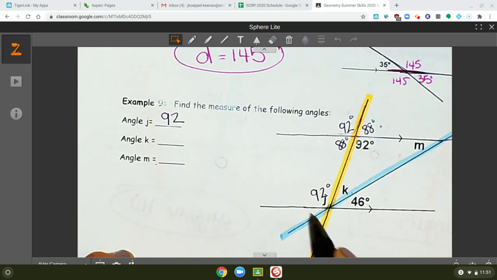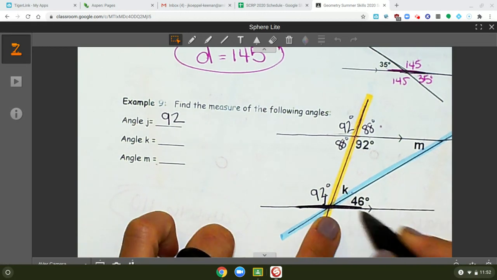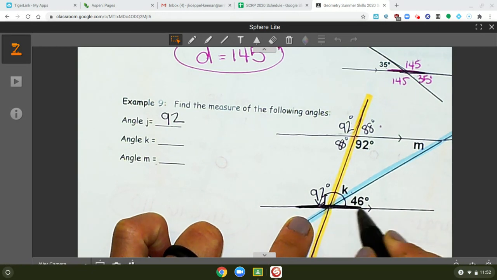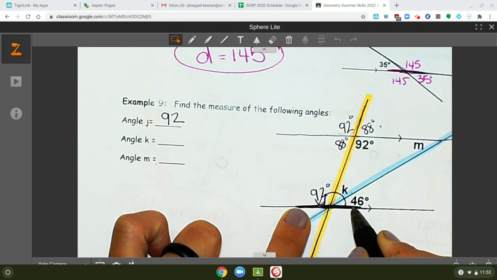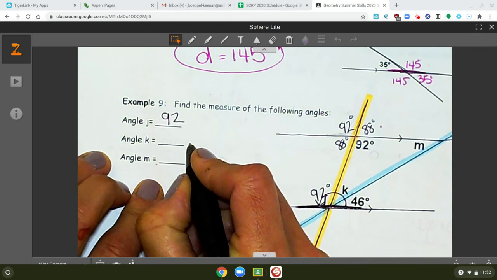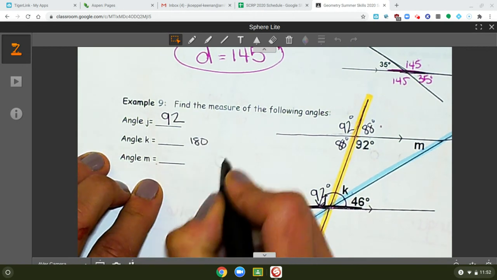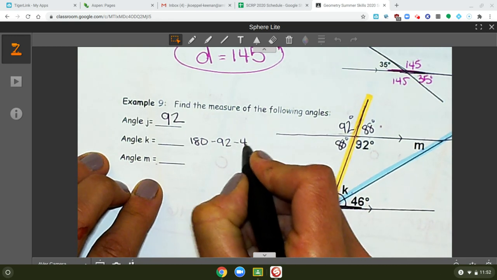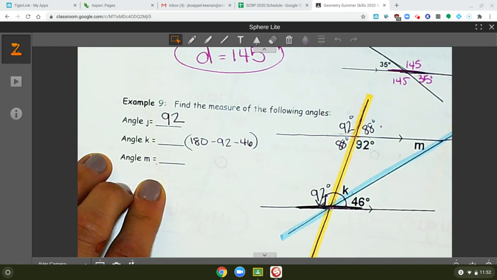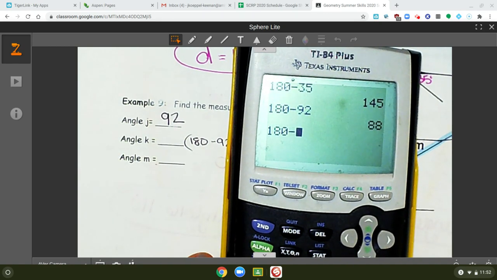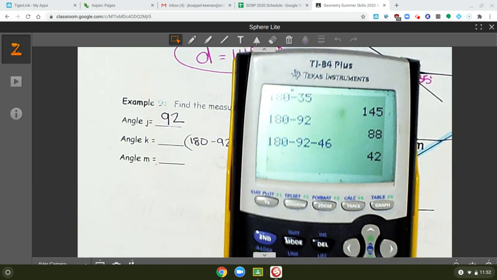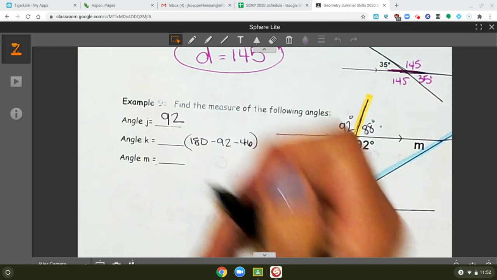However, what we do know is this is a straight line right here. So that means these three angles, when you put them together, form a straight line. So they have to add to 180 degrees. So I'm going to do 180 minus the 92 degrees from angle J minus the 46 degrees. And let's see, what do we get? 180 minus 92 minus 46. So our missing angle K is going to be 42 degrees.